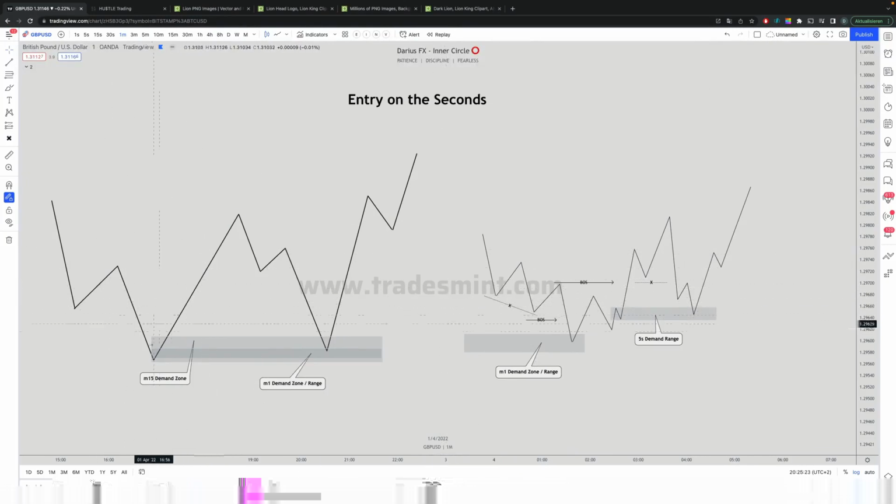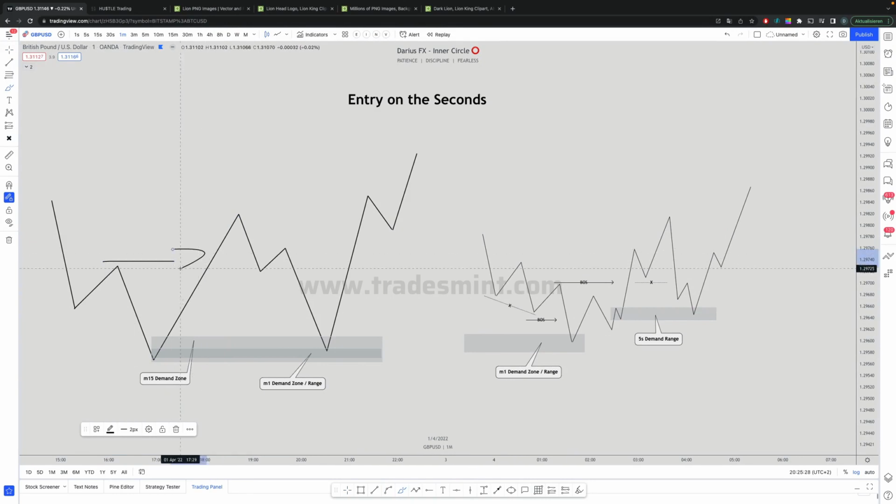So the same kind of thing, M15 demand zone, price is breaking structure here. We expect price to come back to it, and we refine it down to a M1 demand zone or range, and then we go for a nice long, same kind of thing. We would like to see price giving us a bit of inducement, breaking structure to the downside first, and then creating, of course, the same kind of thing, a bullish swing structure.